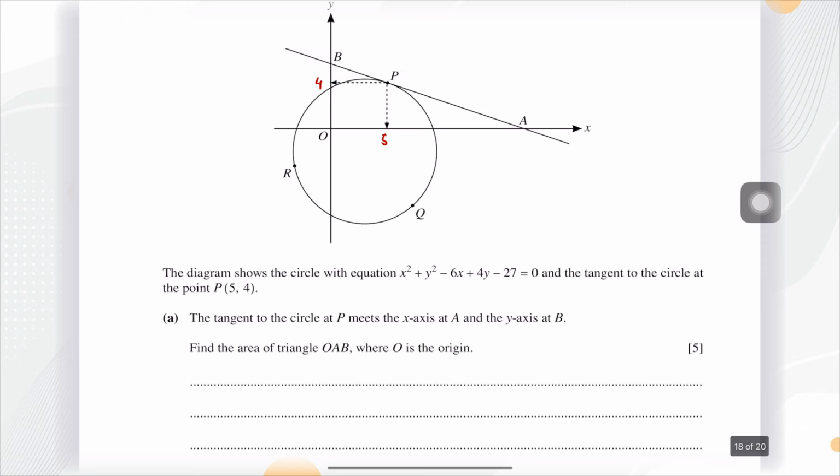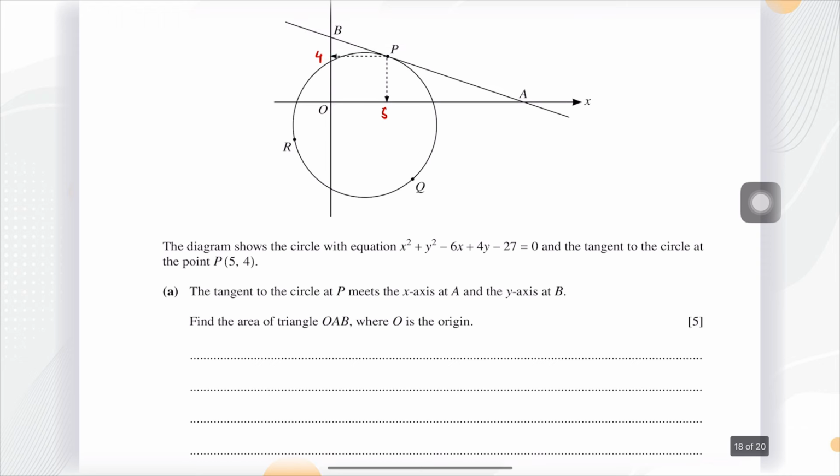Okay, then it says the tangent to the circle at P meets the x-axis at A and the y-axis at B. Find the area of triangle OAB, where O is the origin. Okay, now before I can find out the area of the triangle, what do you think I need to find out first? Say the coordinates of B and A. The coordinates of B and A. For which, what do you think I need to find out first? Say the equation of BPA line. The equation of the line.